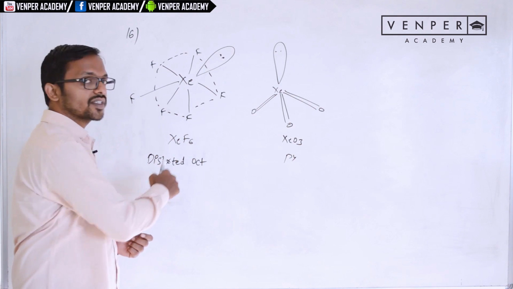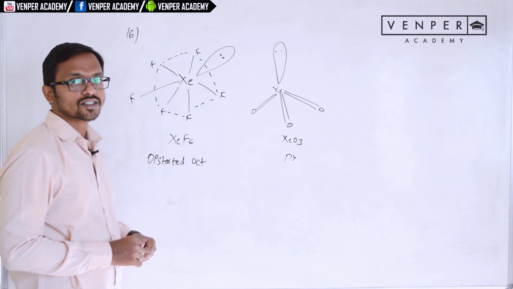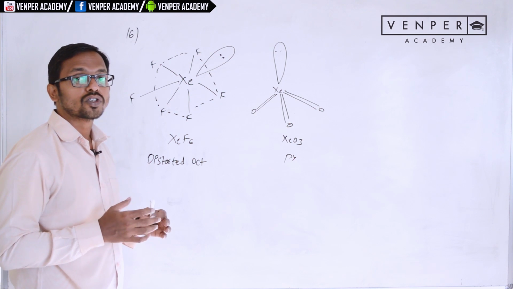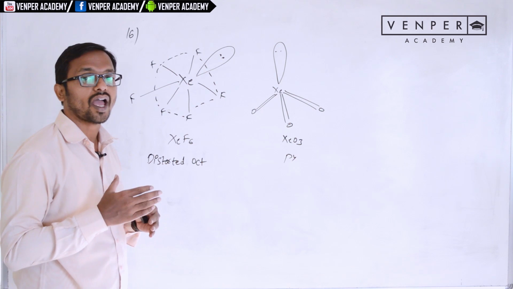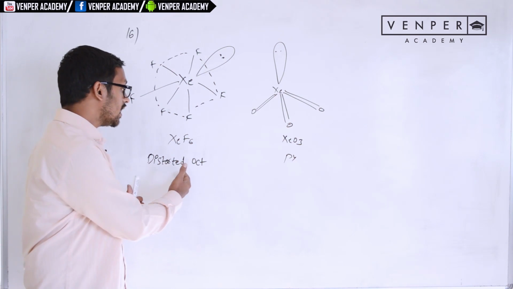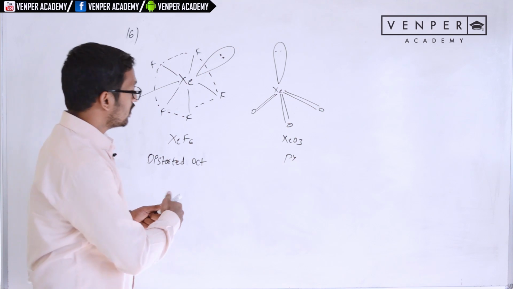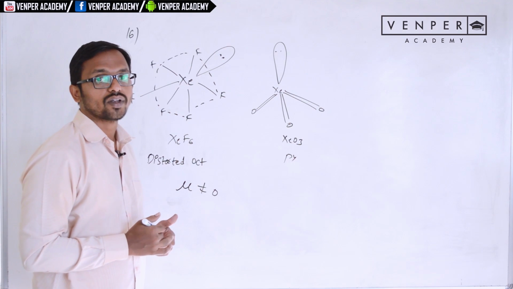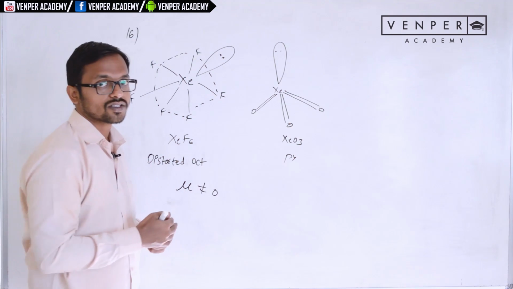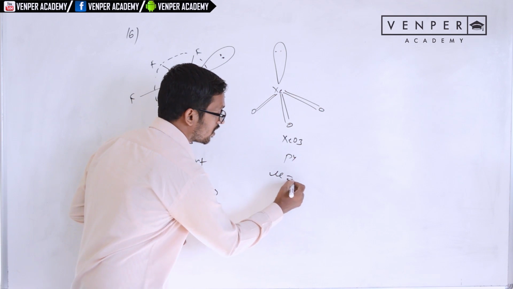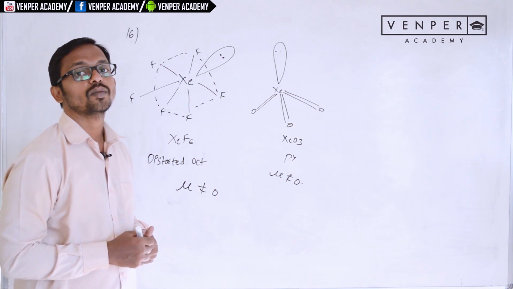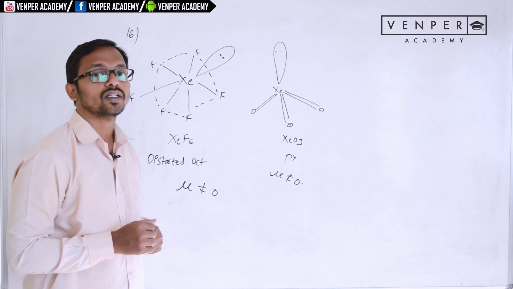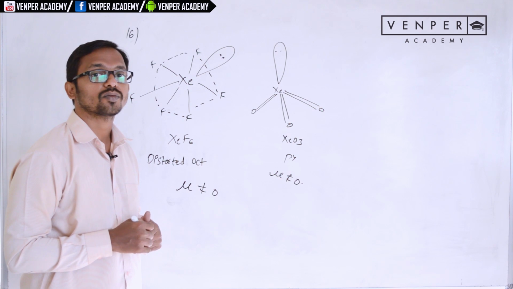Here XeF6 has a distorted octahedral structure. That means it does not have any symmetrical structure. The compounds which do not have any symmetrical structure will have a dipole moment. That is the reason why it will have a dipole moment not equal to 0. And XeO3 also does not have a symmetrical structure, it has a pyramidal structure. That is the reason why its dipole moment is also not equal to 0. The thing is, symmetrical structures will have dipole moment 0 and unsymmetrical structures will have dipole moment not equal to 0. So in the given 4 options, option 4 is the correct answer.